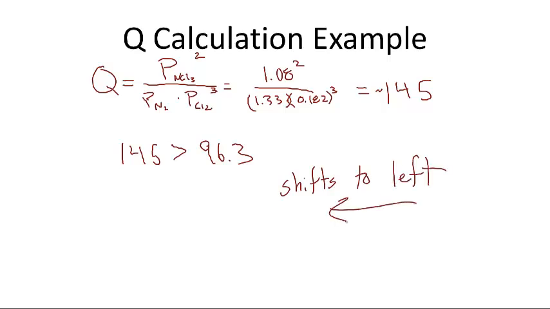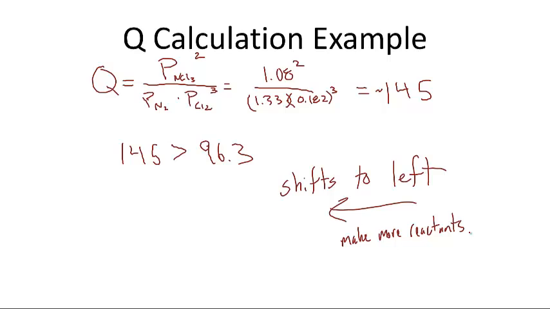So it's going to shift to the left to make more reactants. Right? So that makes sense because my numerator is too big. 145 is greater than 96.3. My numerator is too big. In order to get back to equilibrium, I need less numerator and more denominator. I need less products and more reactants. I'd rather have you think about it that way than memorize that list from the slide before.